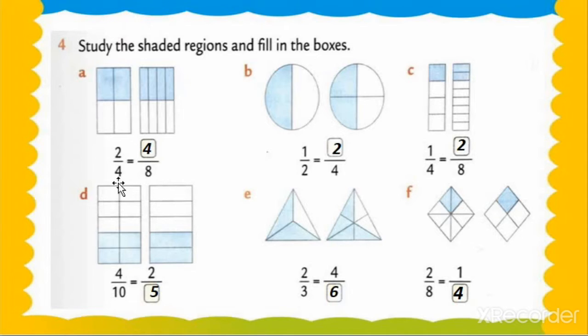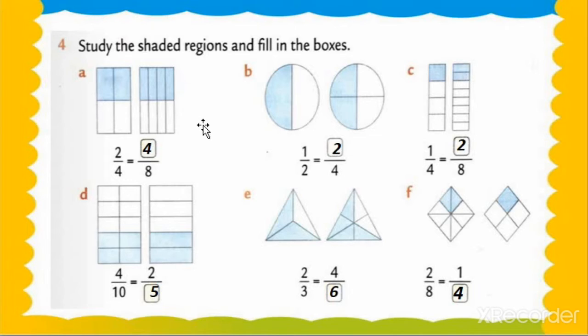2 by 4 is equal to, now the same size. How many boxes are there here? How many parts of this rectangle? 1, 2, 3, 4, 5, 6, 7, 8. Total 8 parts are there. That's why we write 8 in the denominator. And how many parts are shaded by blue color? 1, 2, 3 and 4. 4 parts are shaded by blue color. So that's why, my dear students, we write 4 in the numerator. Understood? So we write the sums like that.